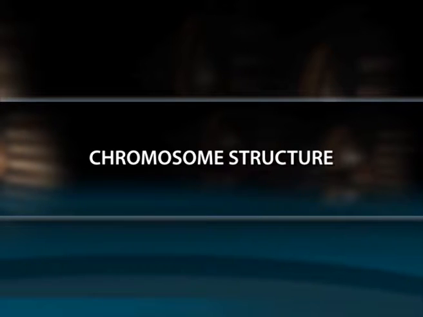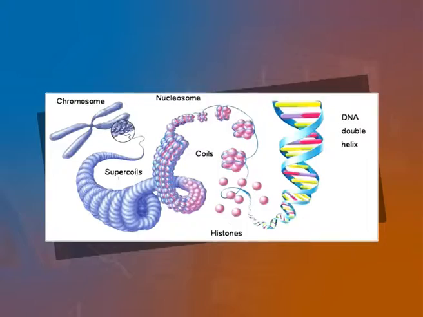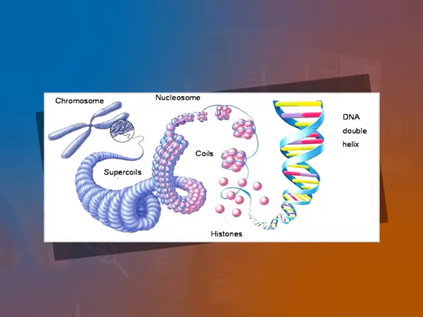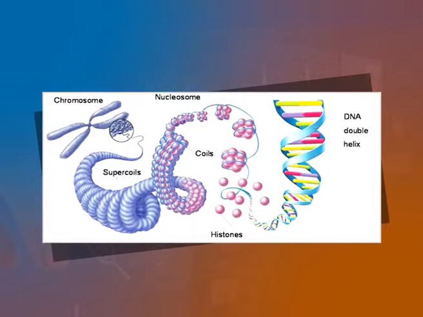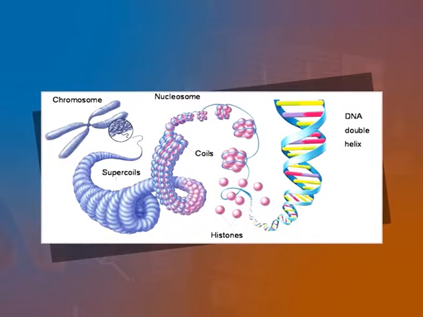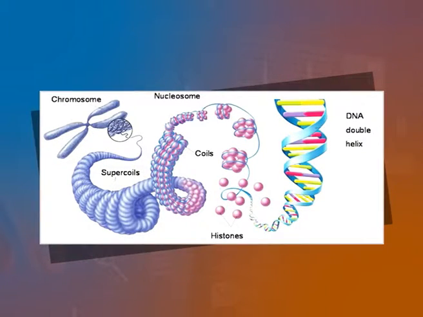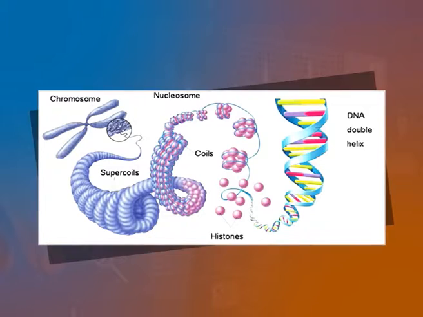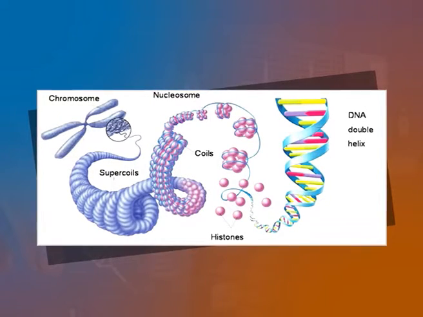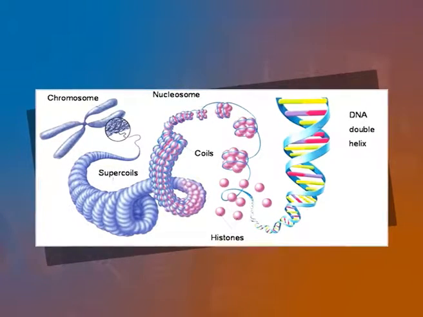Chromosome structure. In the nucleus of each cell, the DNA molecule is packaged into thread-like structures called chromosomes. Each chromosome is made up of DNA tightly coiled many times around proteins called histones that support its structure. Chromosomes are not visible in the cell's nucleus, not even under a microscope when the cell is not dividing.